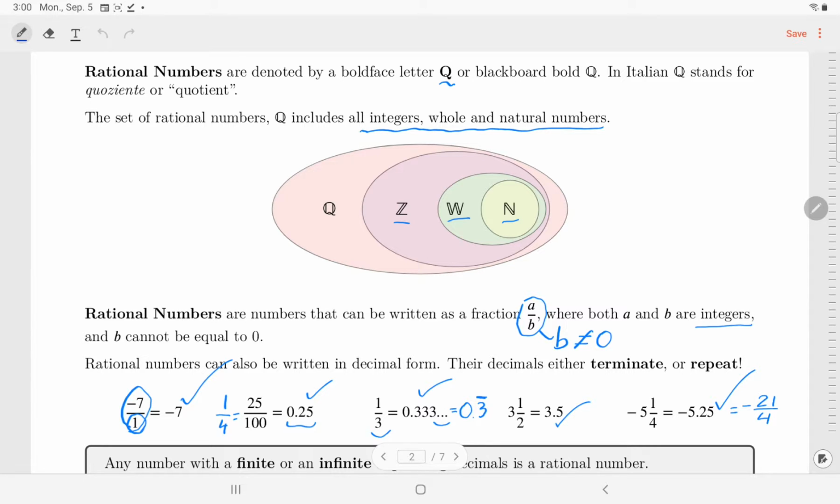It's a rational number. So we see that decimals are either finite, or terminate, like 0.25 or 3.5 or negative 5.25, or can be repeating, like 0.333 with 3 repeating.